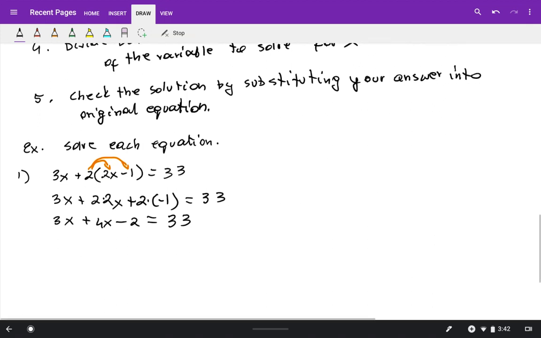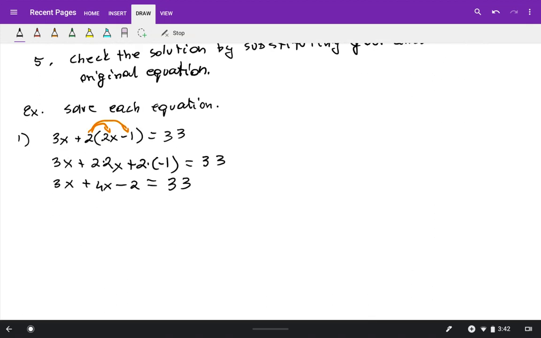Now when I don't have parentheses, next you're going to combine like terms. So we have 3x and we have positive 4x. Let's combine them. So that will give you 3x plus 4x, which is 7x, minus 2 equal 33. Next, you want to isolate your variable, which is x. So we have negative 2 on the left side.